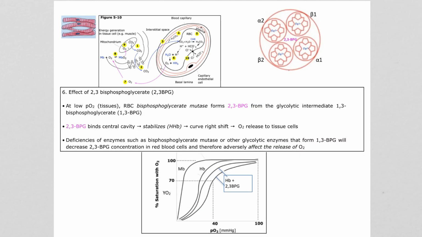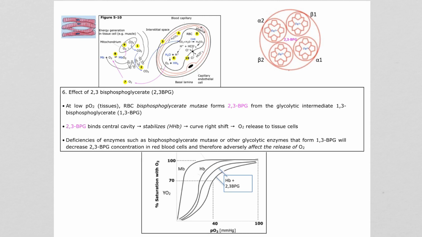Besides carbon dioxide, there is another chemical that helps release oxygen from oxyhemoglobin, thereby delivering the oxygen to tissues, and this chemical is called 2,3-bisphosphoglycerate.